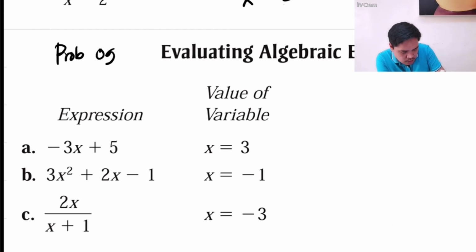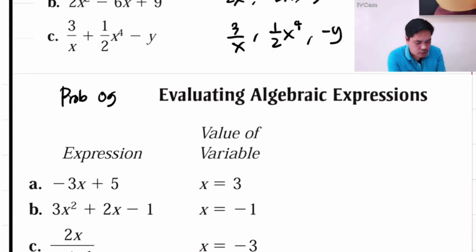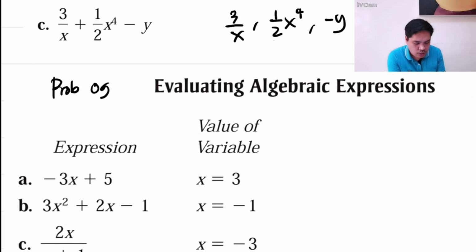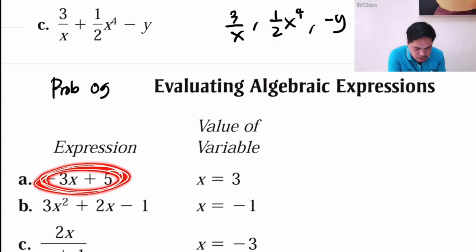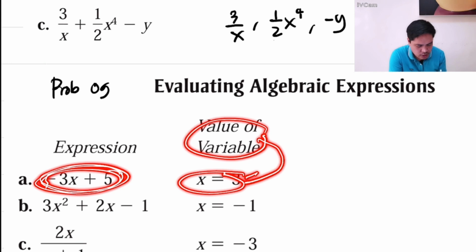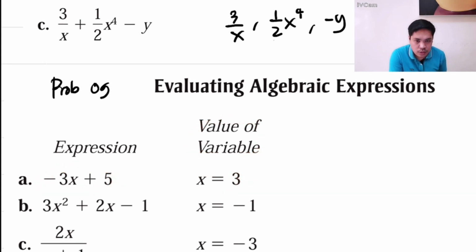This is problem 9. So in algebra, when we evaluate a certain expression, we are getting the value of that expression for a certain condition. For example, if we have this expression, negative 3x plus 5, we evaluate this expression using this condition, or the condition is actually the value of the variable. So what is the value of this expression when the variable is 3?